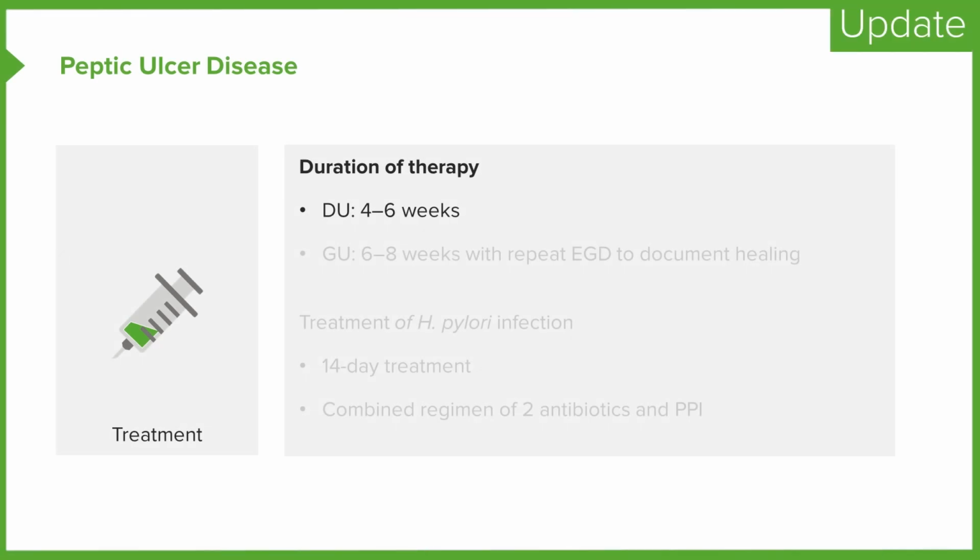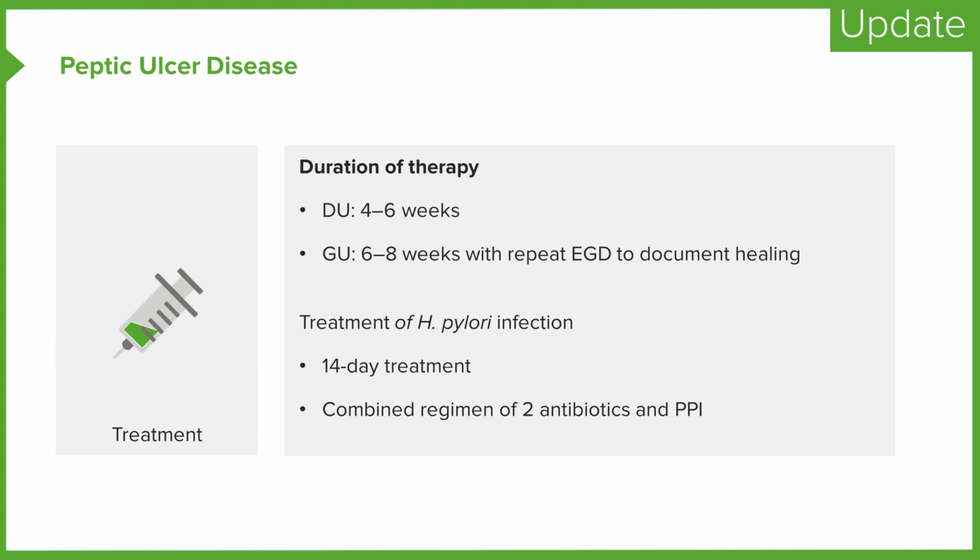Peptic ulcer disease, we have two types. The duration of therapy, if it's duodenal ulcer, being the most common type of presentation in the U.S., is 4 to 6 weeks. If it's gastric ulcer, then it's 6 to 8 weeks with repeated esophagogastroduodenoscopy to document the healing. The management, remember, H. pylori is highly associated with both of these issues.